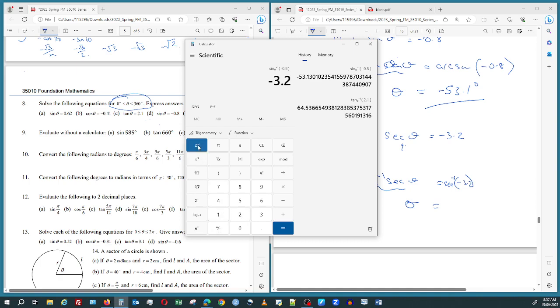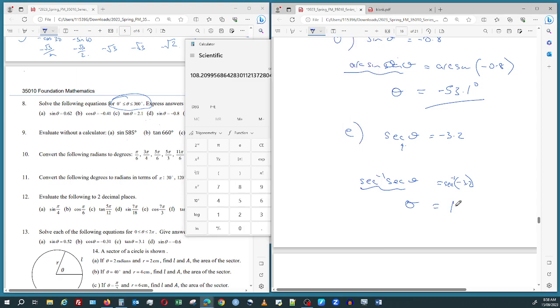second function, trig. Hang on, it's confused. I did the pressing of the button. Second function. Now, what do I say? Sec. Here, 108.2 degrees.